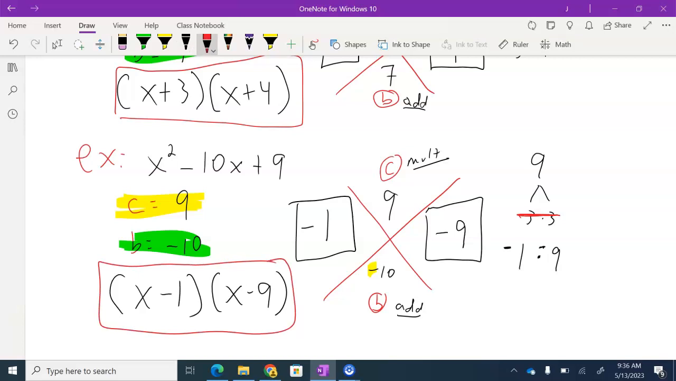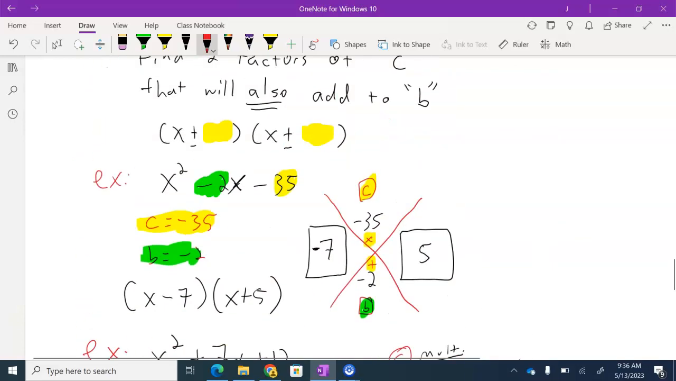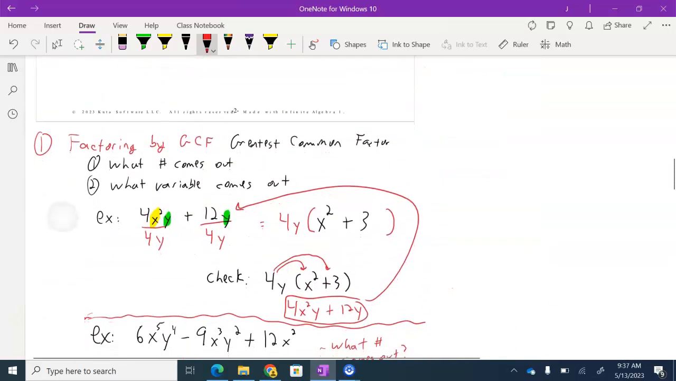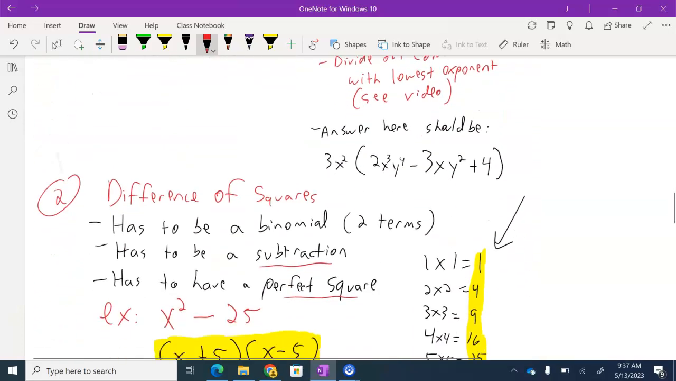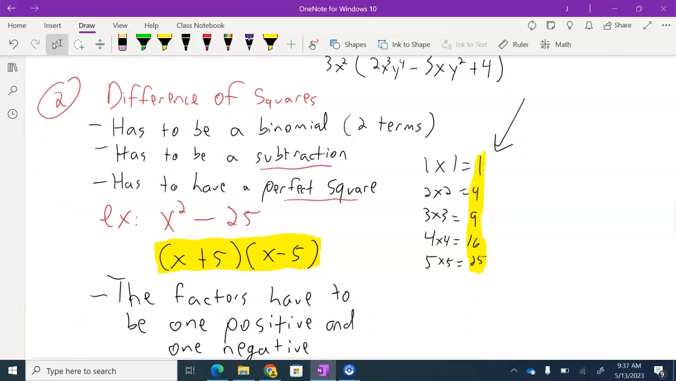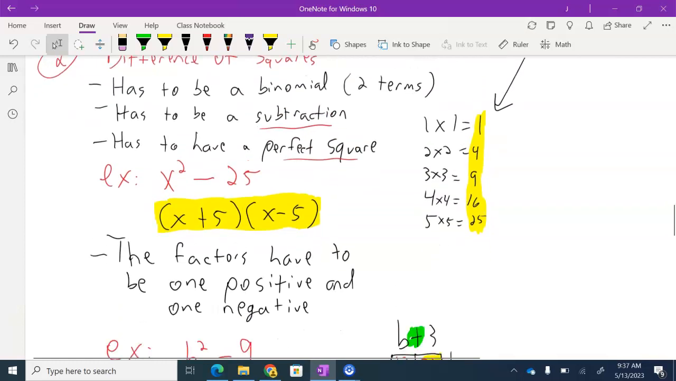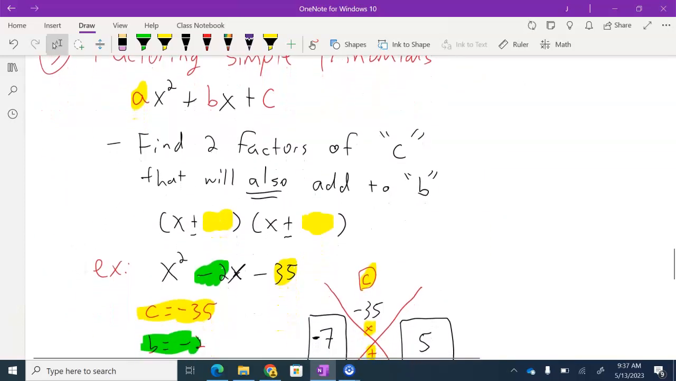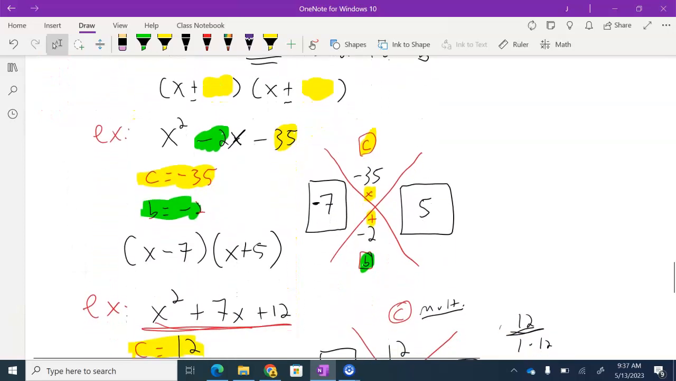So that is it. You're going to have 3 different types of factoring problems to do. You're going to have factoring by GCF, which is greatest common factor, difference of squares, which is a binomial with a subtraction in the middle and a perfect square, and you're going to have factoring simple trinomials, which is what we just did here.